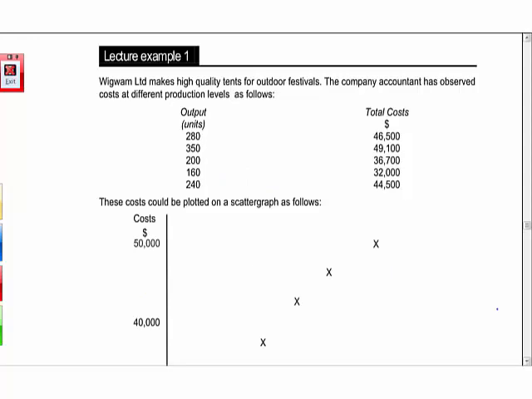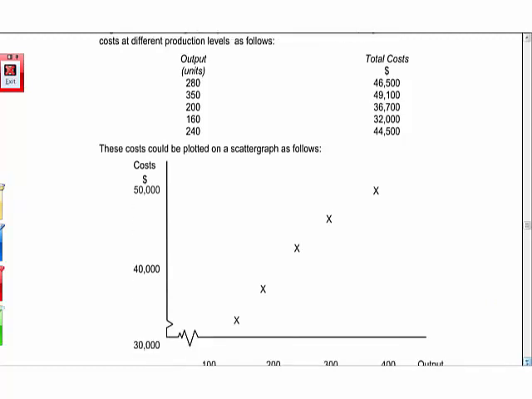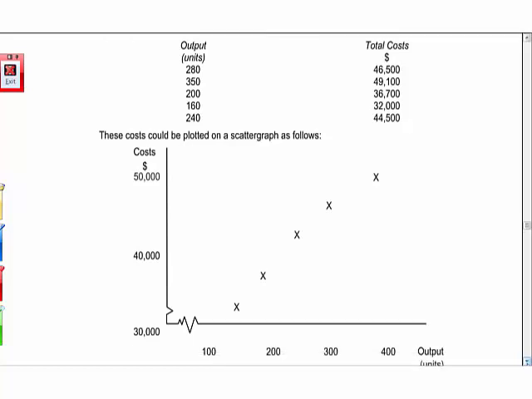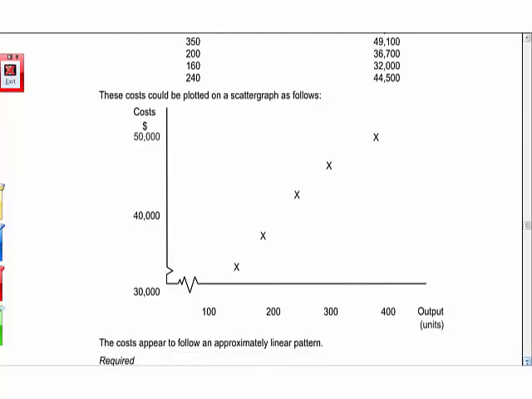So we've got some information here for Wigwam, the maker of these tents, and what we've got then are some past observations about how much it costs for the number of units that are produced. And what you'll see then is that those costs have been plotted on a scatter graph. So we can see that there's an increase in output, and that corresponds to an increase in costs on the y-axis. So we can see that there's an approximate linear relationship, but if we put a ruler on, we'll see that actually it's not a completely straight line.